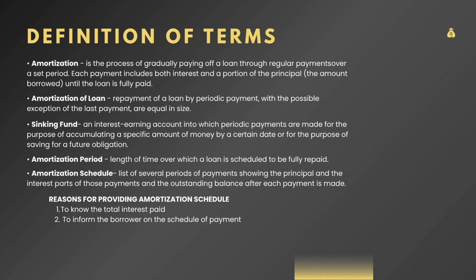Third, sinking fund, on the other hand, works the opposite way. It's an interest-earning account where periodic payments are made in order to accumulate a specific amount of money by a certain date, to save for a future obligation. We also have the amortization period, which is the length of time over which a loan is scheduled to be fully repaid. And lastly, amortization schedule, a table that lists each payment period, showing how much goes to interest, how much goes to the principal, and the outstanding balance remaining after each payment.